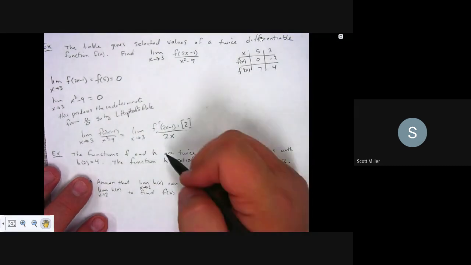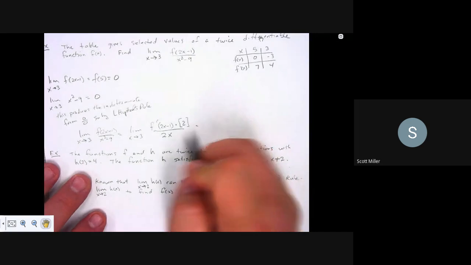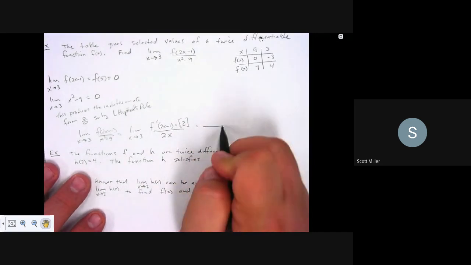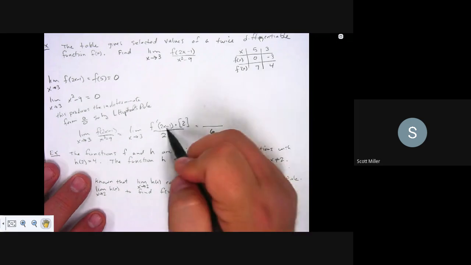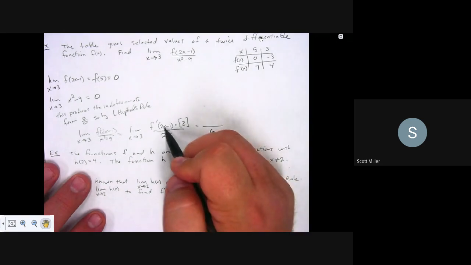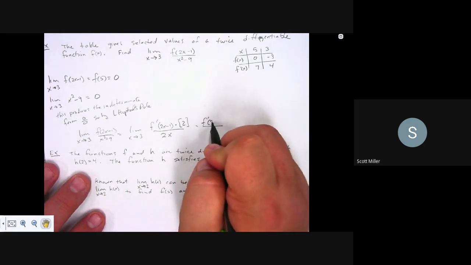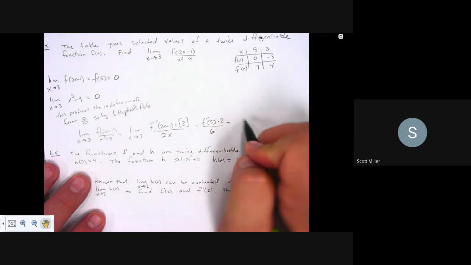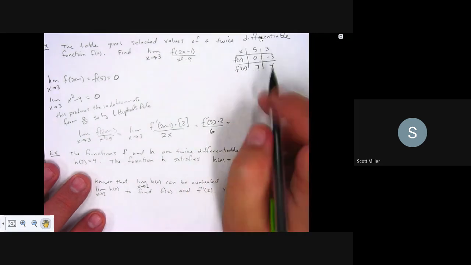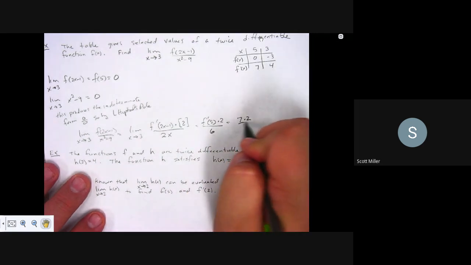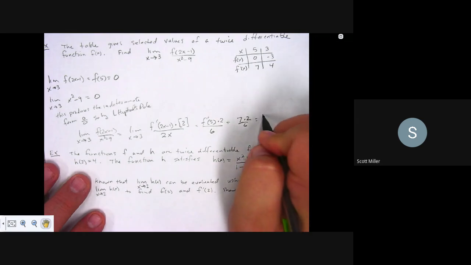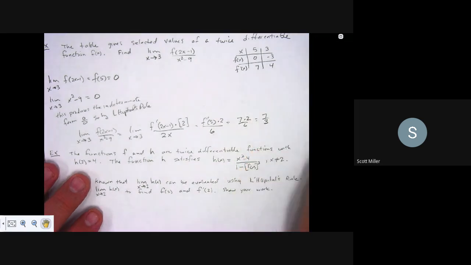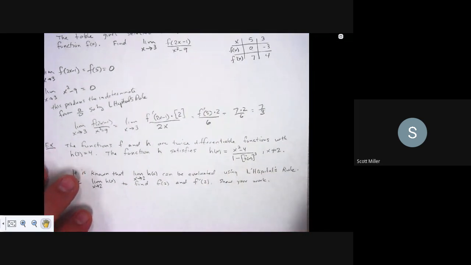Can I plug in 3 now? Well, if I plug in 3 now, I'm going to get a 6 on the bottom. If I plug in 3 into the top, I'm going to get, again, 5. So I'm going to get f prime at 5 times 2. F prime of 5 is 7, so I'm going to get 7 times 2 divided by 6, which is 7 over 3. Okay? And so that's the answer to that one.